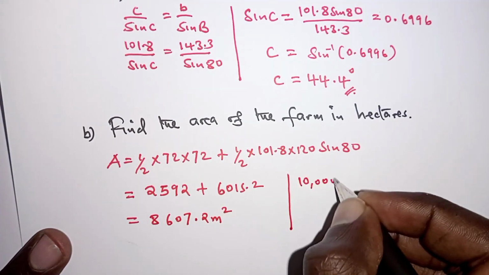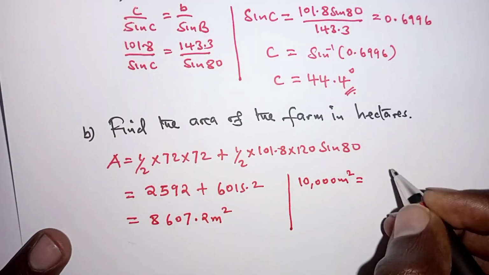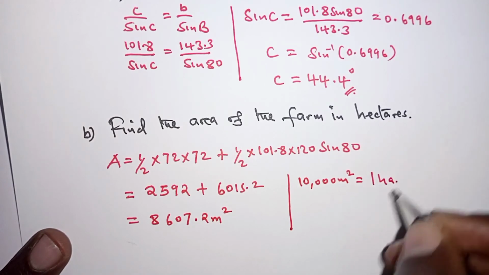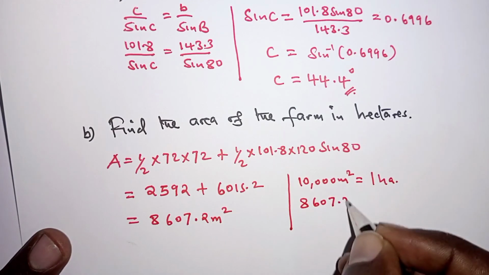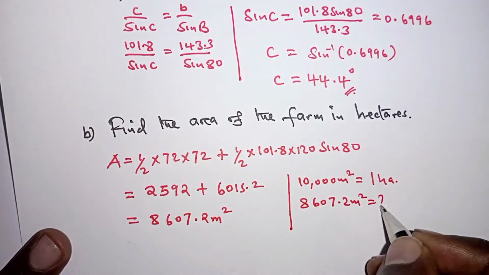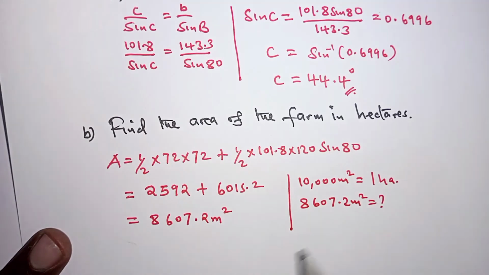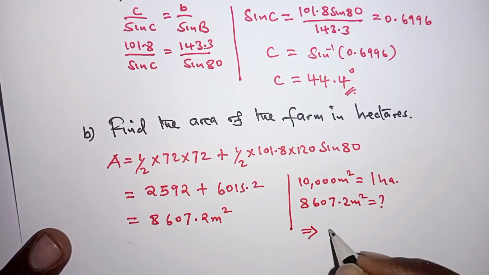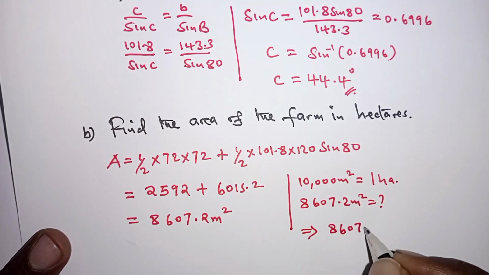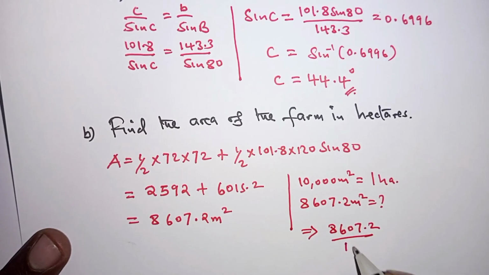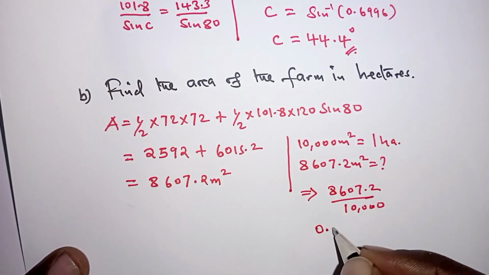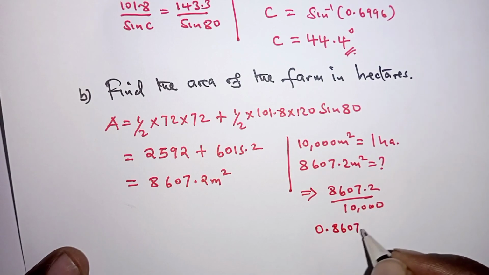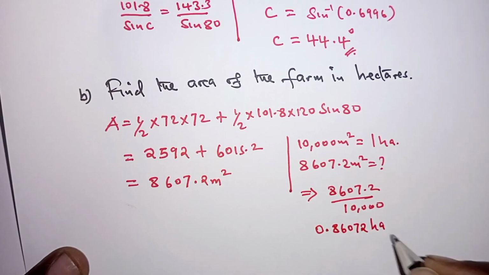But we need to note 10,000 square meters should be equivalent to 1 hectare, and therefore the 8,607.2 square meters should be what? So cross multiplying, we will have 8,607.2 divided by 10,000, and this finally should give us 0.86072 hectares.